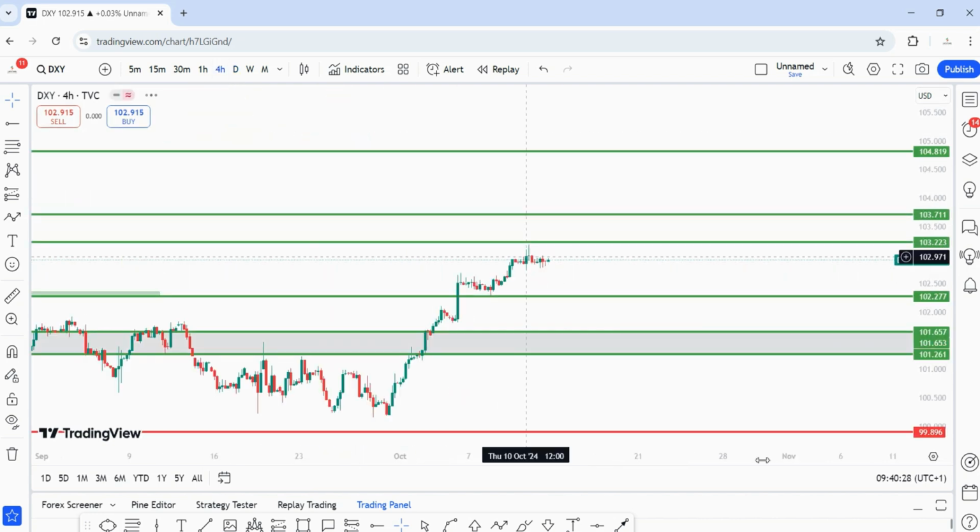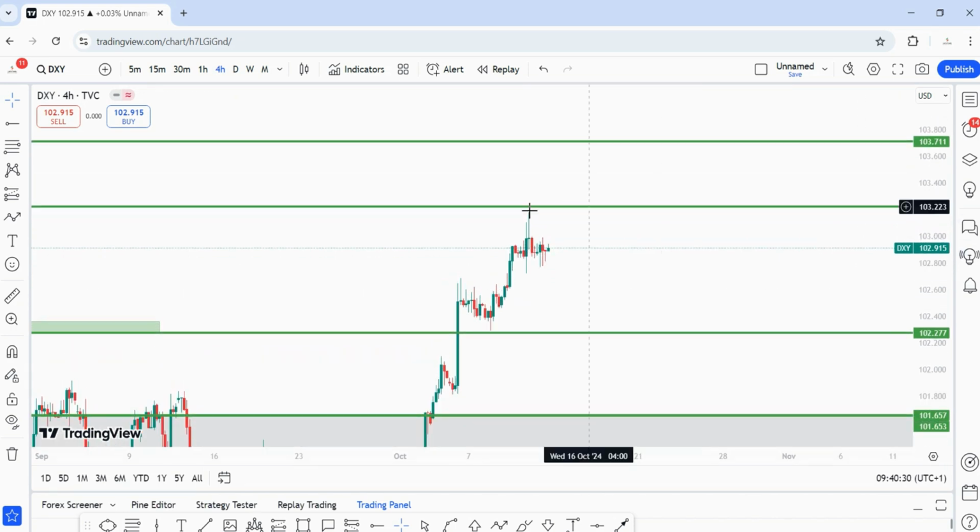All right, so let's go to the 4-hour time frame. You can see price is already stalling around that region. Look at how price is moving sideways, so we may come for that pullback before we continue higher.